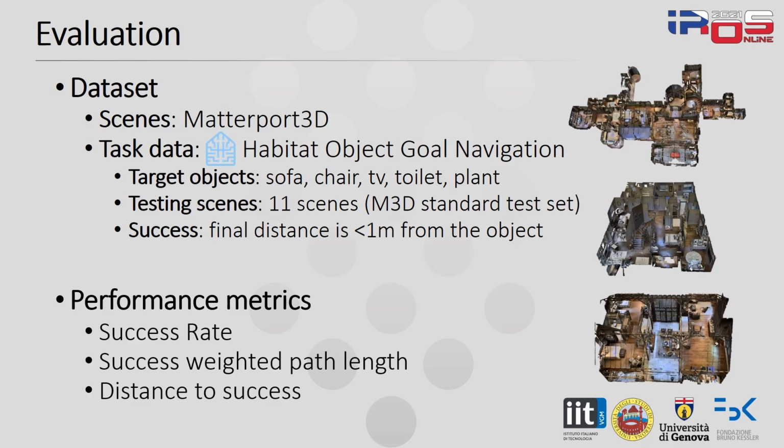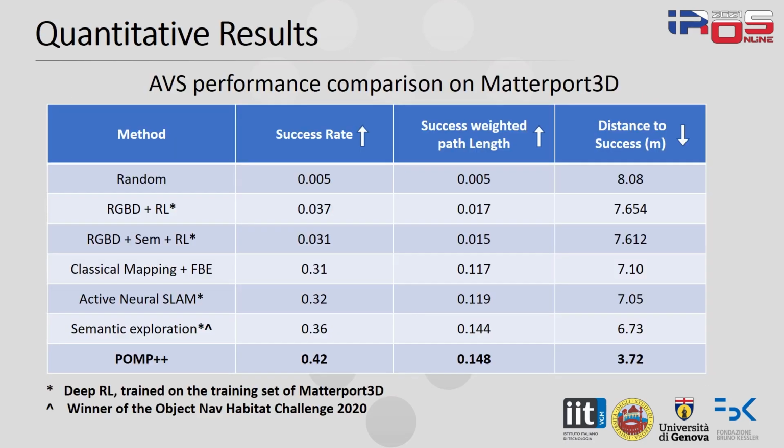We compare our approach against some state-of-the-art methods for active visual search, like semantic exploration, active neural SLAM, classical mapping, and cross-modal frontier-based exploration, as well as some simpler deep reinforcement learning approaches that output the policy directly from the camera stream. We can observe that methods that explicitly use a map of the environment, like classical mapping, active neural SLAM, semantic exploration, and POMP++, perform much better than methods that try to work on an implicit scene representation extracted from the visual features of the sequence of observations.